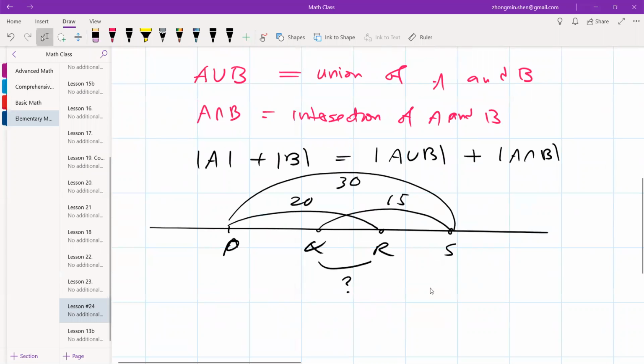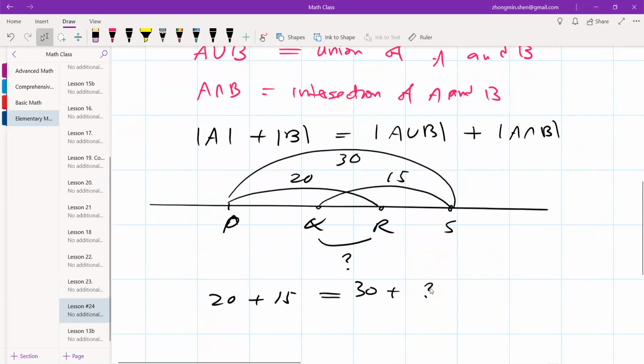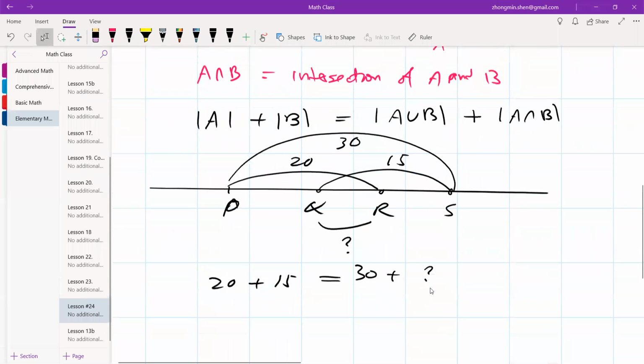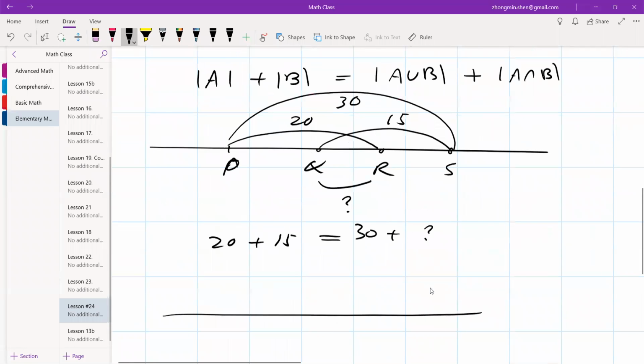So the idea is like that. You add them together, 20 plus 15, just add the distance between P and R and Q and S. But since Q and R is the overlap part, this should be total 30 plus the overlap part. So the overlap part must be 5, yes. Okay, so this is the idea. Now if I move it up, if this is P, here's R, here's Q, here's S, then it'll be a different story, right?